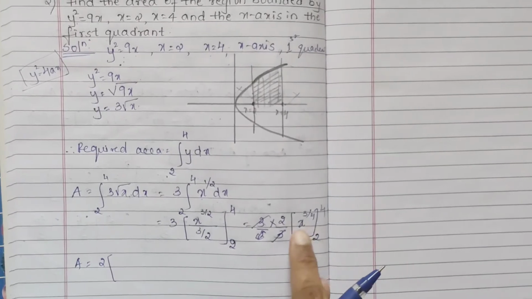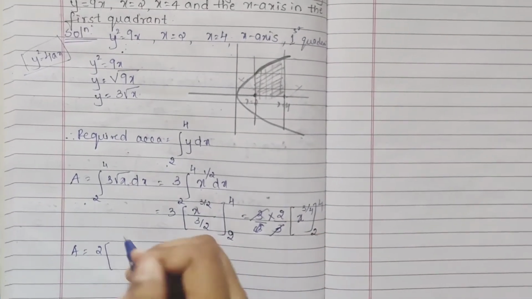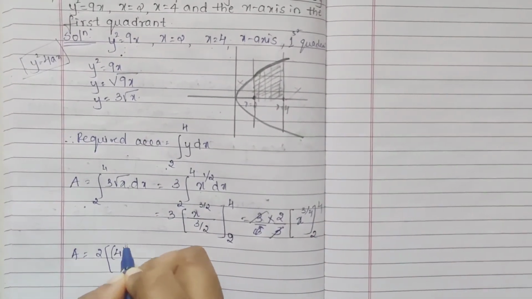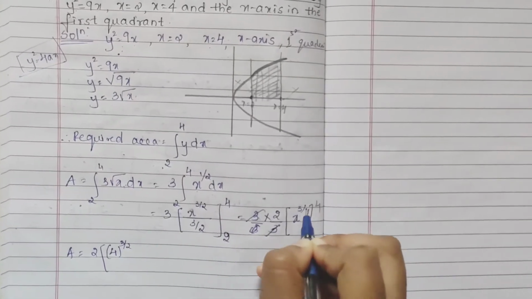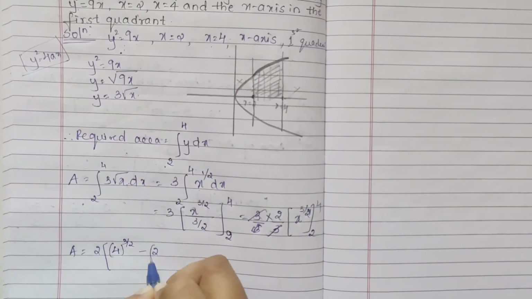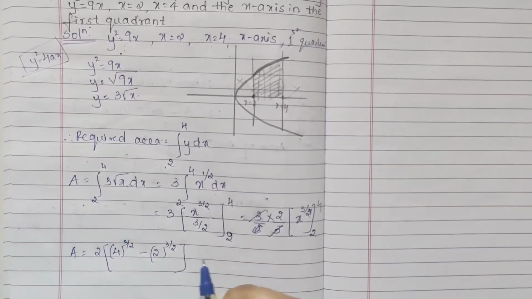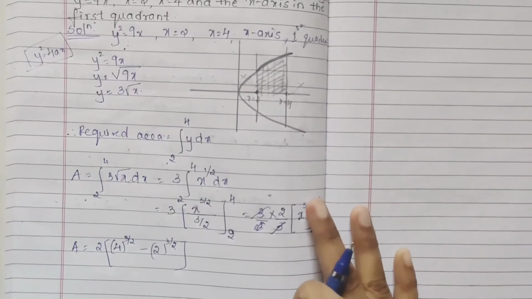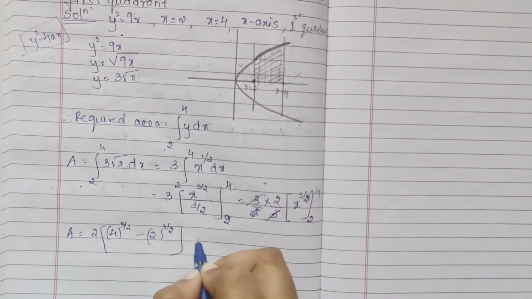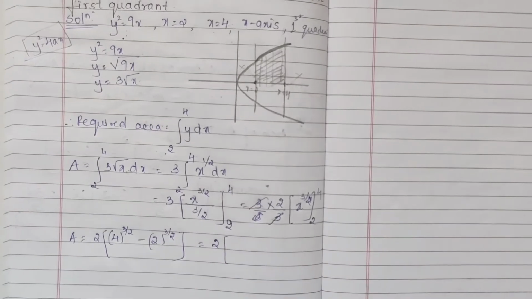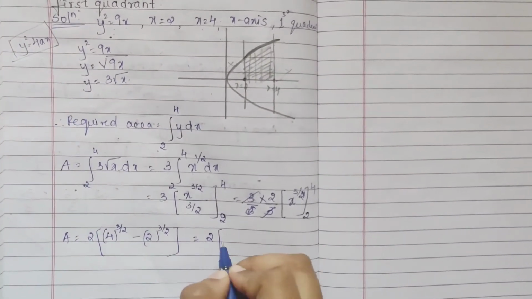Now substitute your upper limit minus your lower limit. Your upper limit is 4 raised to 3 by 2, minus 2 raised to 3 by 2. 4 raised to 3 by 2, it will come 8. You know how it comes, I have already explained, I have shown you. So 4 raised to 3 by 2 is 8.